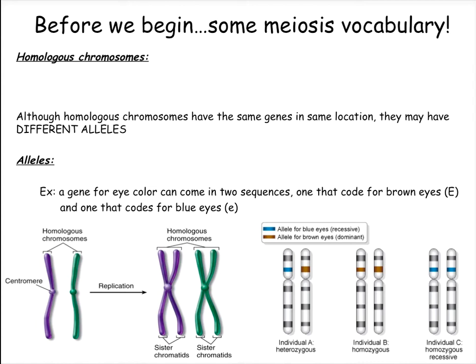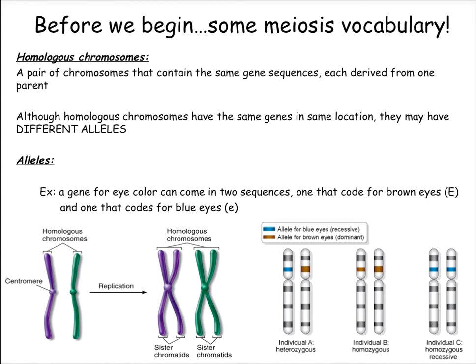Okay, so in order to understand the steps of meiosis, we actually first have to pause and take a look at some important vocabulary. So the next 2 slides are going to be a little bit of vocabulary, and then I'm going to use that vocabulary to explain what's going on in meiosis. So to begin with, we have this first term, which is homologous chromosomes.